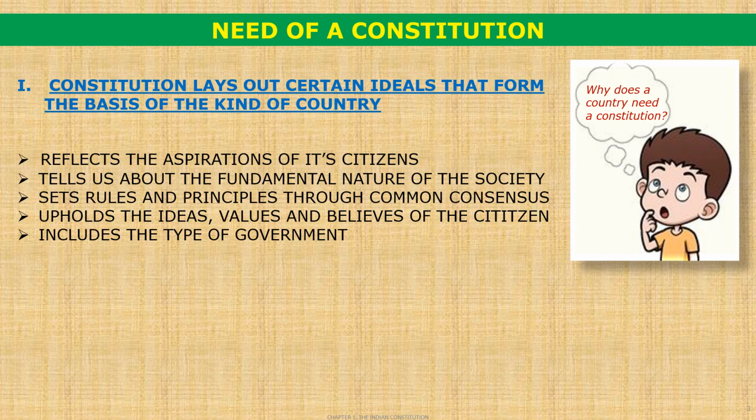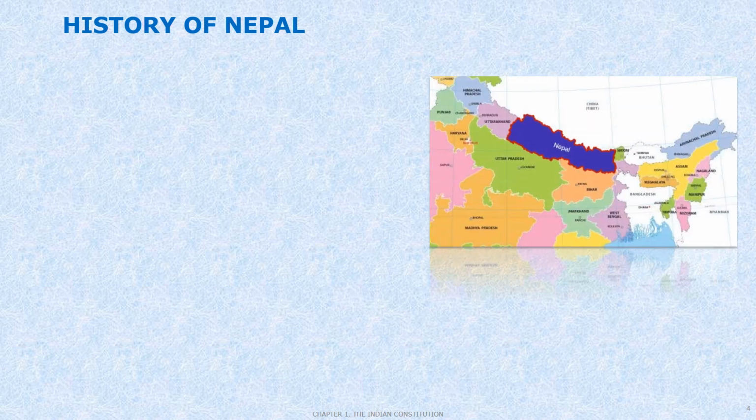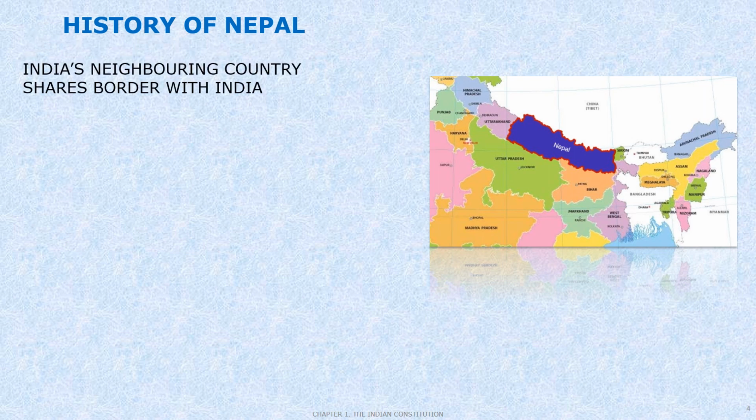To understand this point, let's go through the example of the recent history of Nepal. The area showing blue color is Nepal. Nepal is India's neighboring country. It shares a border with India.